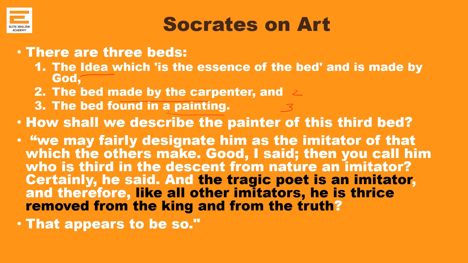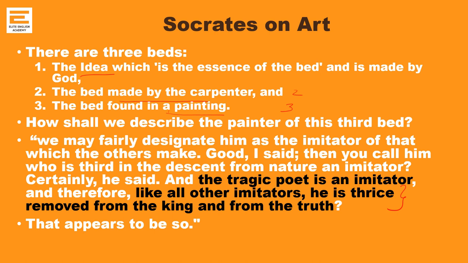Based on this, he asks a question: How shall we describe the painter of this third bed? Is it real? For which he gives a conclusion like this: We may fairly designate him as the imitator of that which the others make. Good, I said. Then you call him who is third in the descent from nature an imitator. So the question he is trying to answer is, who is an imitator? The tragic poet is an imitator, and therefore, like all other imitators, he is thrice removed from the king and from the truth. So this is to be noted. A poet is thrice removed from reality.